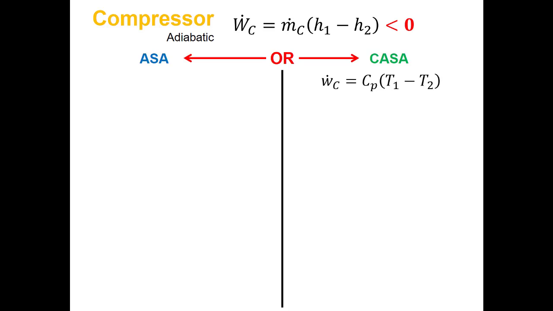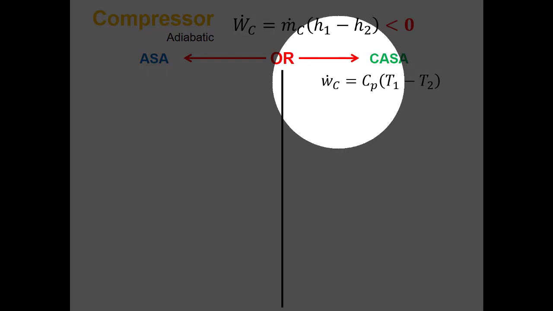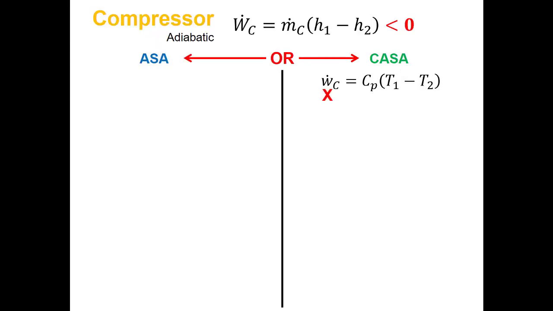If I'm using a cold air standard analysis, I'm never going to find the specific enthalpies. Instead, I'll see that w dot is going to be Cp times T1 minus T2. Notice that this is lowercase w dot, so I've divided the equation on both sides by m dot. I don't know this specific power. I do know Cp, I do know T1, but I don't know T2.